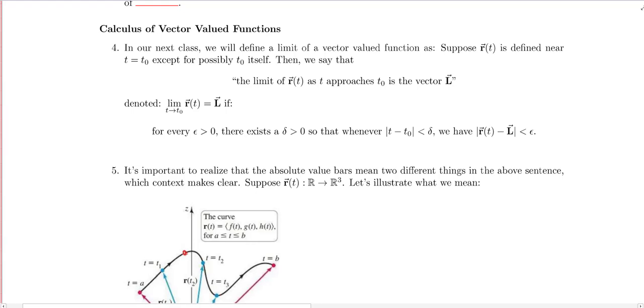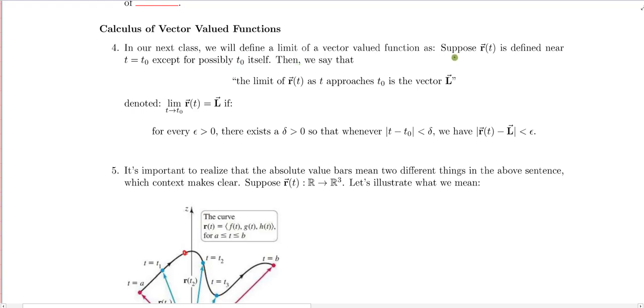So in order to do calculus of vector valued functions, we need a notion of a limit. And we're going to define that in class, and we're going to be very careful about how we do it. And from there, we'll be able to build up to some of our calculus objects. But I went ahead and gave you the definition of a limit here.